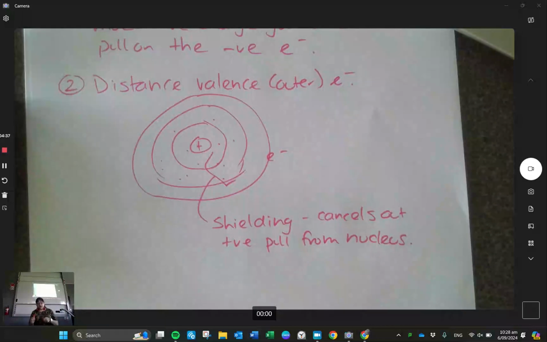So in each one of the examples we're thinking about, electronegativity, ionization energy, and atomic radius, all of these are going to be influenced by the size of the nucleus and also how far those valence electrons are. Are we okay with that so far? All right, cool. I'll leave that up for a second just in case people are still writing.